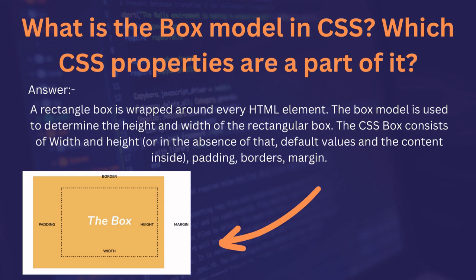A rectangular box is wrapped around every HTML element. The box model is used to determine the height and width of the rectangular box. The CSS box consists of the width and height, or in the absence of those, default values, and the content inside, padding, border, margin, etc. In the image, you can see all the things. You can understand by the images below.